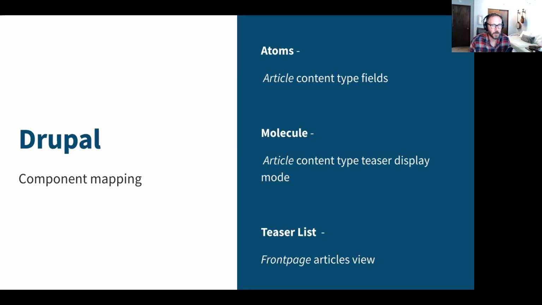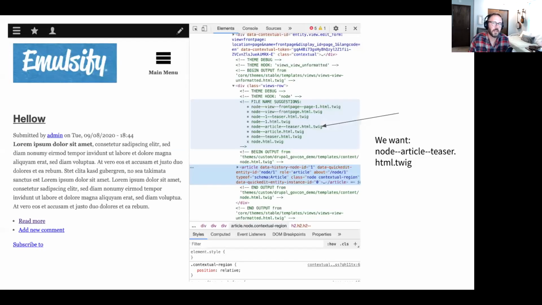And then eventually we will create a teaser list component, which will map to our front page view of article teasers. So first, let's focus on the teaser molecule component we just created. So here we are looking at a basic Drupal 9 site with our custom Emulsify theme enabled. We have also populated a single piece of article content to work with.